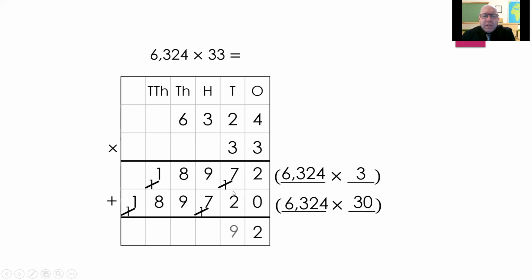2 and 0, 7 and 2, 9 and 7 is 16, so we carry the 1 across. 8 and 9 is 17, plus the 1 is 18. 1 and 8 is 9, plus the 1 is 10. And then we've got the 1 in the hundred thousands here, plus the 1 we've carried becomes 2. Altogether, 208,692. Okay.